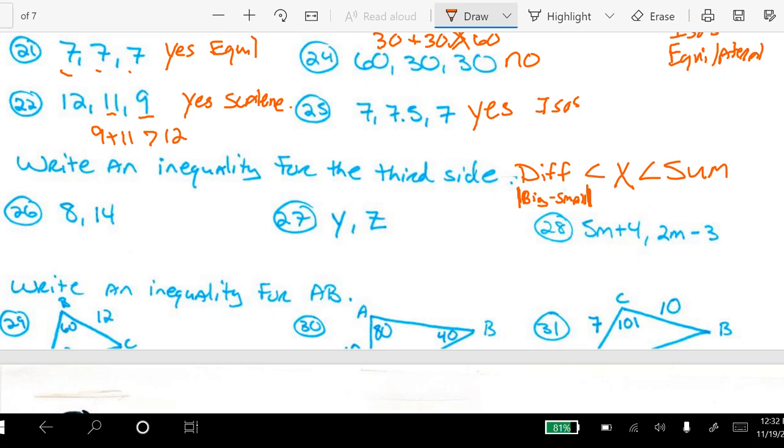So if I look at number 26, that third side, again, I'm going to use x. And it's going to be less than the sum and greater than the difference. The difference is 6. The sum is 22.